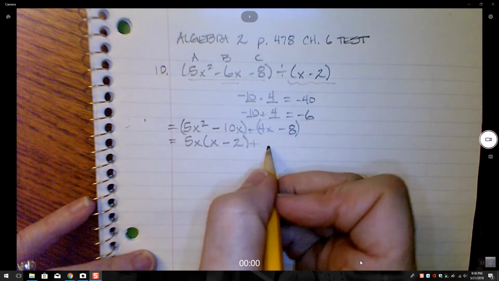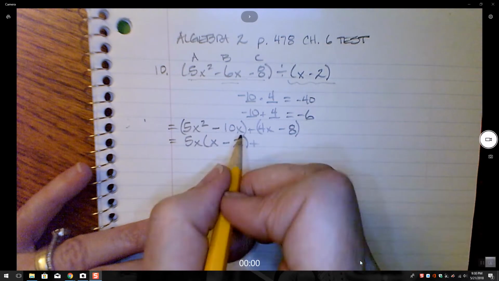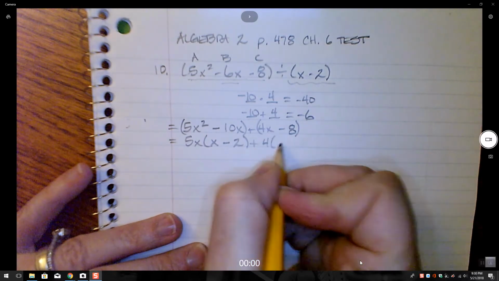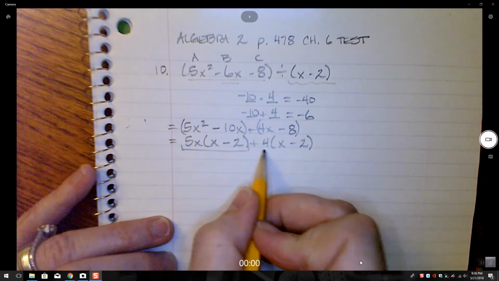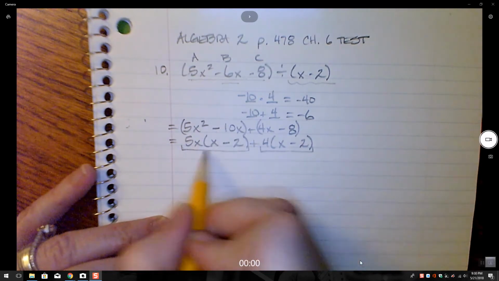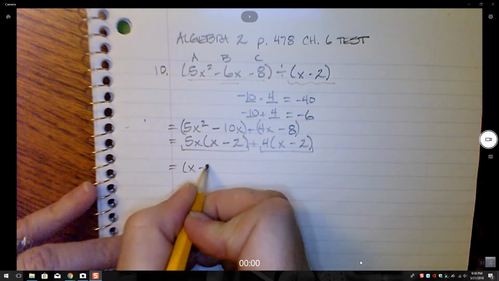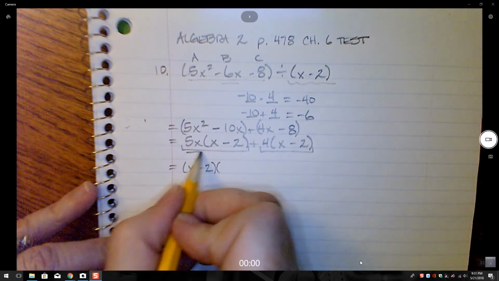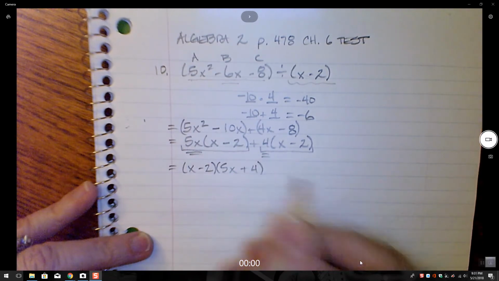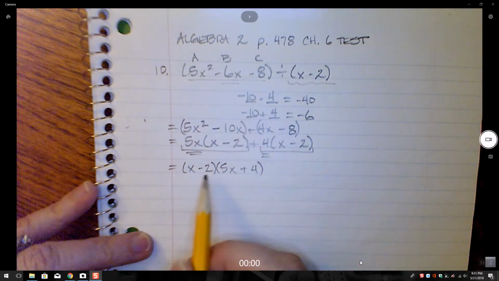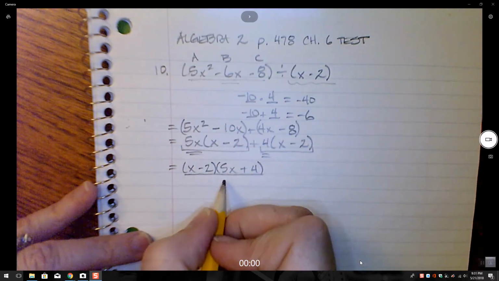And then my greatest common factor here will be 4, so x minus 2. Now I've got two new terms. The greatest common factor of these two terms is x minus 2, so I will factor that out, and then I'm left with 5x plus 4. So there, I have now factored this, and I'm going to divide it by x minus 2.